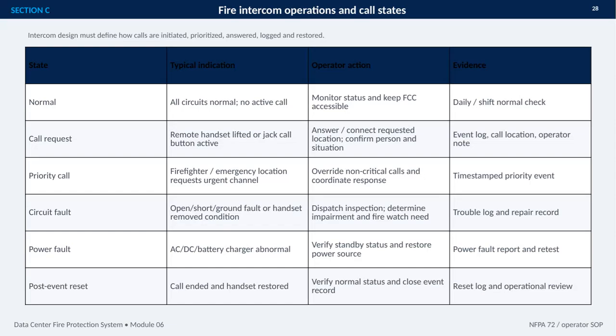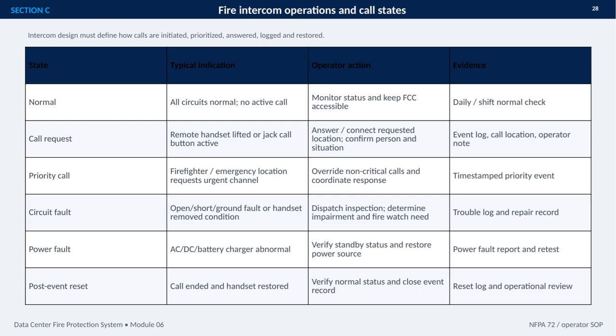This section focuses on fire intercom operations and the call states operators must recognize. The design should clearly define how calls are initiated, prioritized, answered, logged, and restored, with each step supported by the operator SP and NFPA 72 requirements. The key principle is that every state requires both an action and evidence.